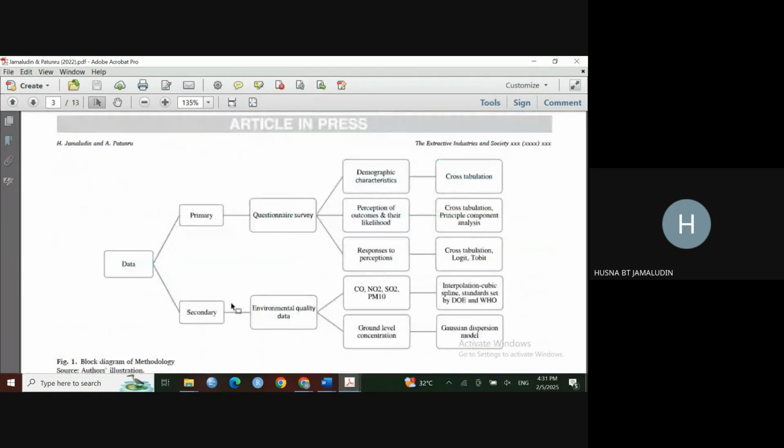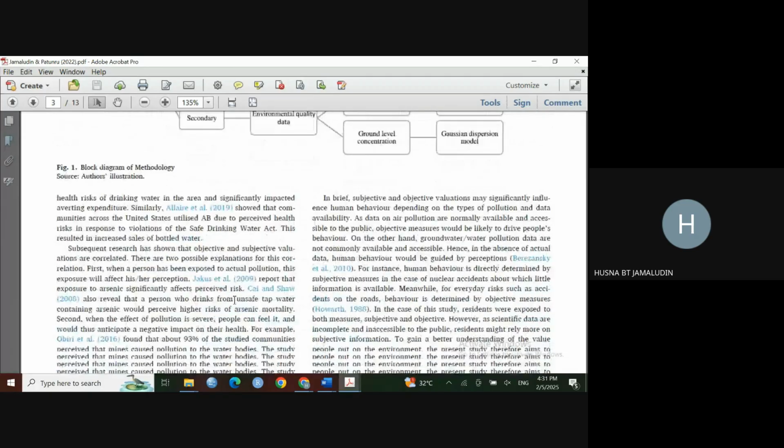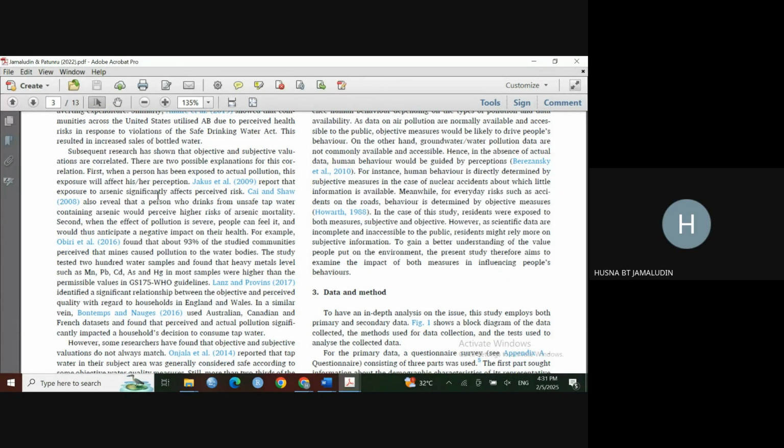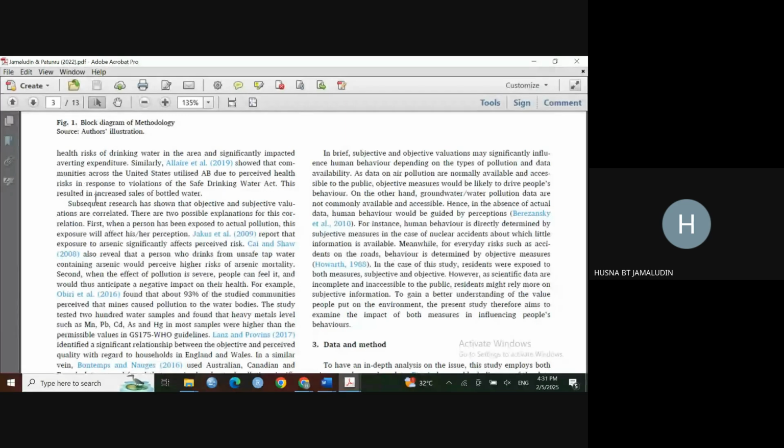Okay, but then later on I show that they have combined objective and subjective valuation together, but then what they found is that they are in conflict. Some say that people will act after exposure to the actual data, actual pollution. Some say that people will act because of their perceptions of pollution. So because of the many conflicts in the results, I want to conduct the study.